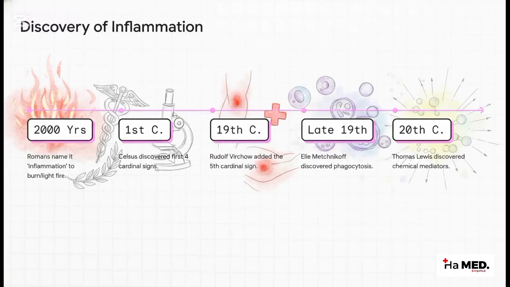It's kind of mind-blowing how our understanding of this process has evolved over thousands of years. 2 millennia ago, the Romans actually coined the word inflammation, which stems from the Latin word for setting something on fire. From there, we go from the basic physical symptoms documented by Celsus in the 1st century, all the way down to the incredible microscopic cellular actions discovered by scientists like Metnikov and Lewis in the 19th and 20th centuries.